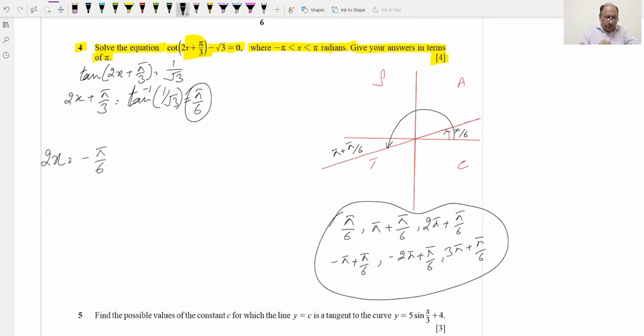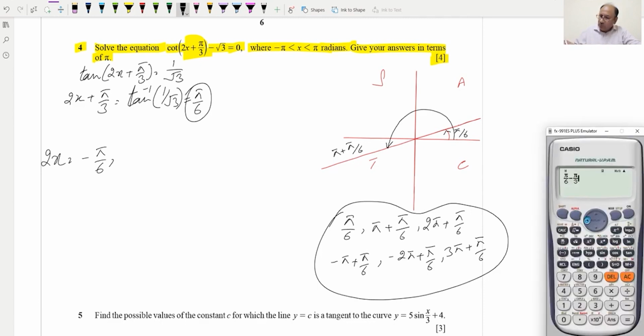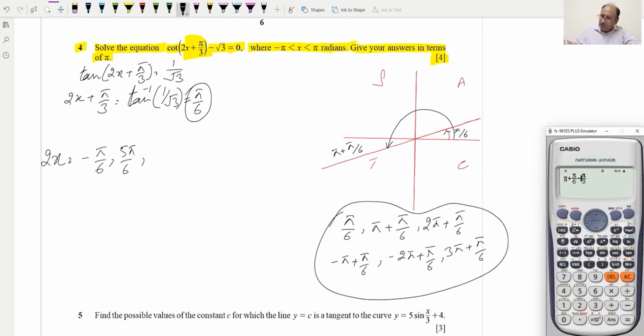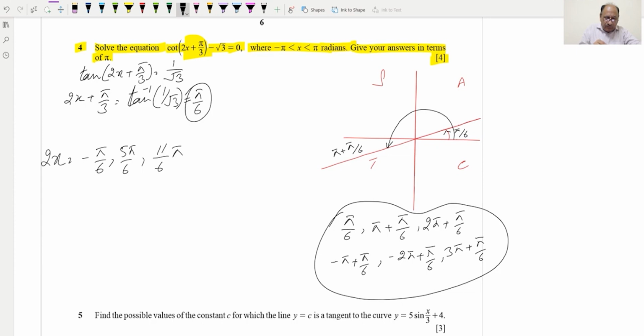These are 2x values, and next is pi plus pi by 6. So I will add here pi, and plus pi by 6 minus pi by 3 will be equal to 5 by 6 pi, or 5 pi by 6. And third value, now we will be using this one, which is 2 pi plus pi by 6. So I will take it as 2 over here. So this value will be 11 by 6 pi.